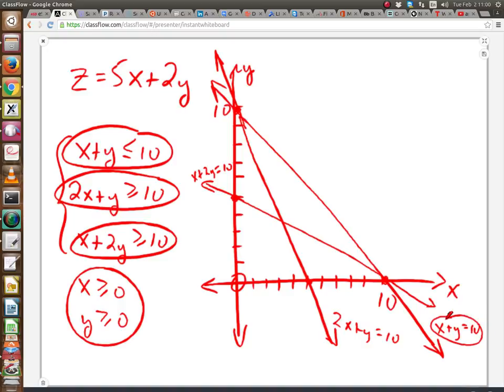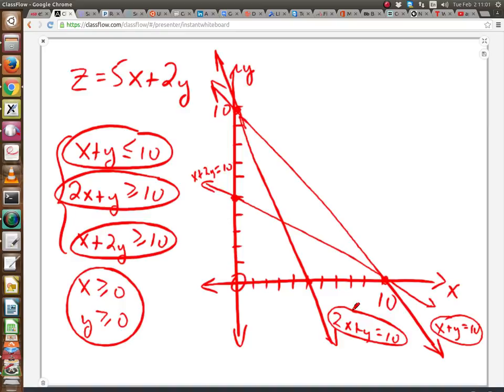Okay. Ben, what about the 2x plus y is greater than 10? 2x plus y is greater than 10, that's this line. Are we shading above or below that? Well, again, plug in 0, 0. Is 0, 0 in the solution set? 2 times 0 plus 0 is 0. Is that greater than 10? No, don't shade towards 0, 0. Shade away from 0, 0. So shade above that line.